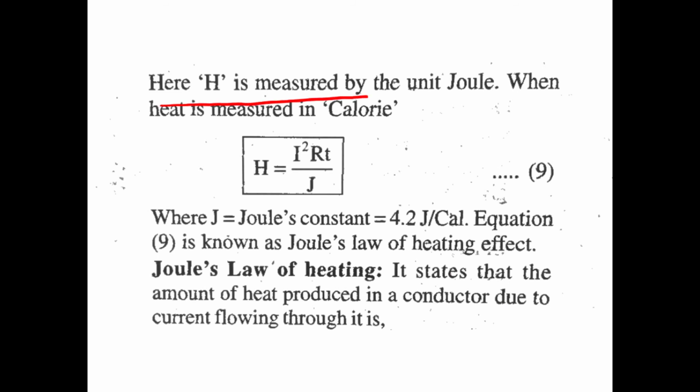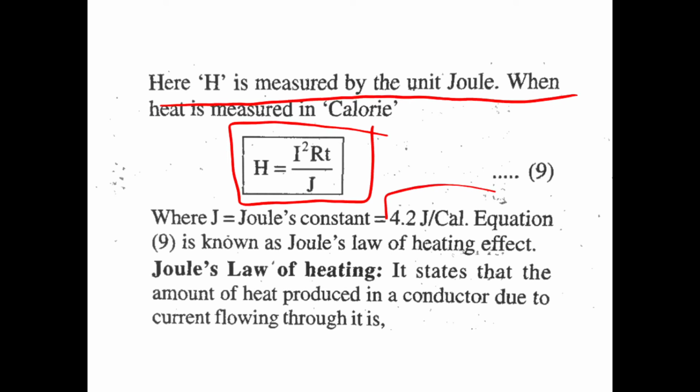H is measured in the unit joule. When heat is measured in calories, it is I square Rt by J, where J is Joule's constant, that is 4.2 joule per calorie. If we want to convert joule into calorie, we have to divide by 4.2. Equation 9 is known as Joule's law of heating effect.